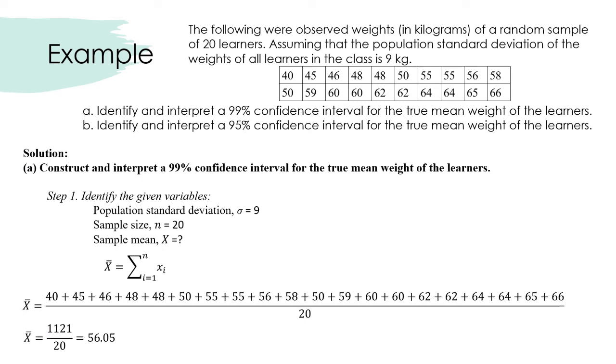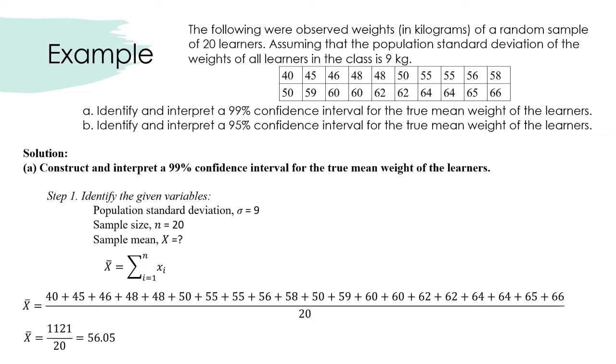Let's have another example. The following were observed weights in kilograms of a random sample of 20 learners. Assuming that the population standard deviation of the weights of all learners in the class is 9 kilograms. So we have 40, 45, 46, 48, 48, 50, 55, 55, 56, 58, 50, 59, 60, 60, 60, 62, 62, 64, 64, 65, and 66.